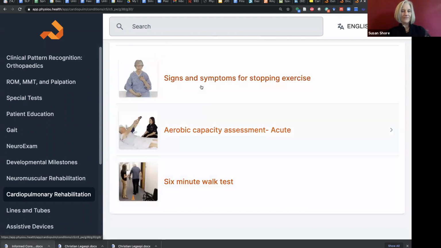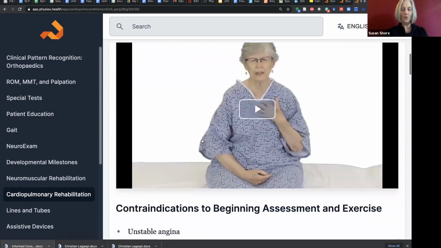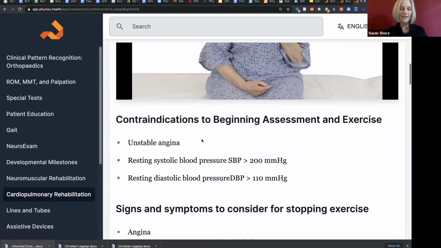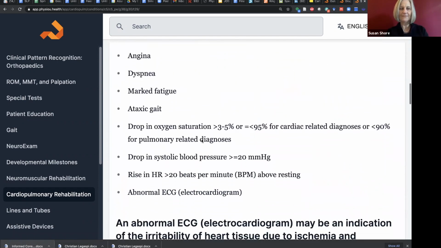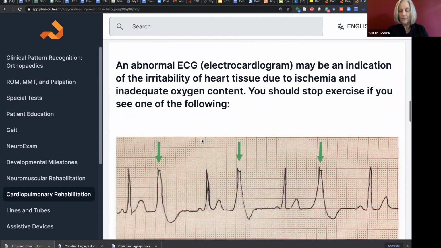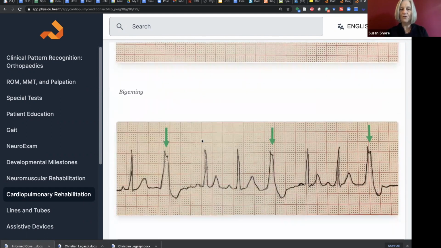So things to be aware of in terms of signs and symptoms for safety, right? And these are for both cardiac and pulmonary patients. How far are you going to let blood pressure go? What about oxygen saturation and so forth?